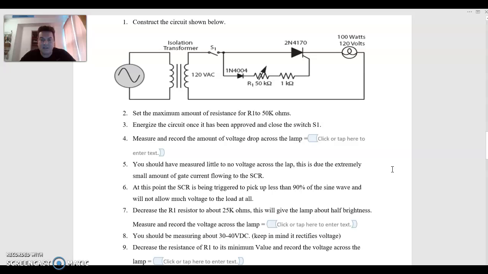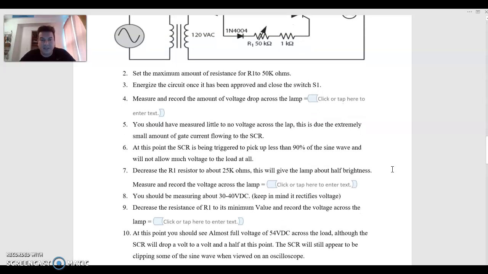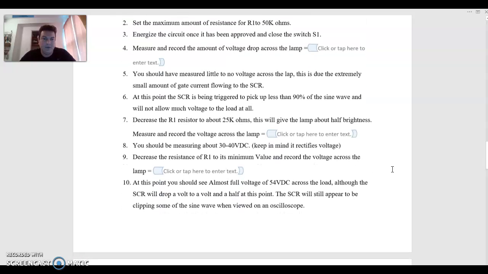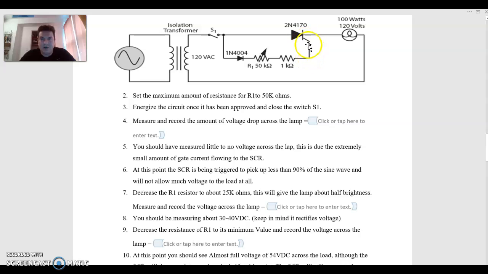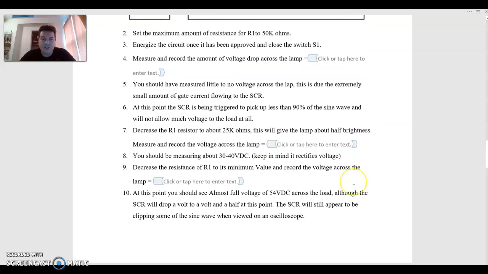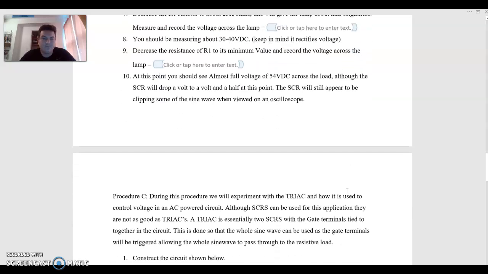Keep in mind that this is essentially a rectifier, and in this rectifier, we're going to get less than half of the supply voltage. Here we should only really measure 30 or 40 volts, and it will be a pulsating DC. Next, we're going to decrease the resistance of R1 to its minimum value and record the voltage across the lamp. That means we're going to increase the current flow to its maximum value. Now we should see about 54 volts across the load, which is about 50% of the incoming 120 volt supply.